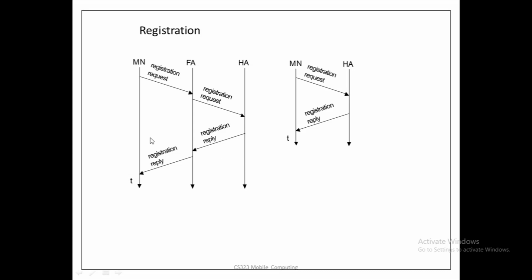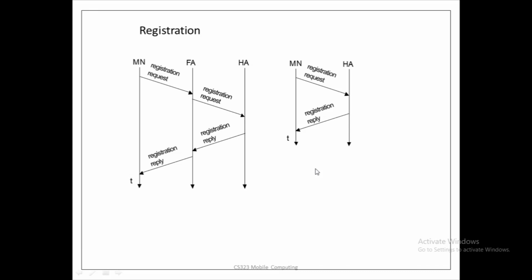So after setting up the mobility binding, the home agent HA sends a reply message back to the foreign agent FA, which forwards it to the MN. So this is one way for the registration, and another way is shown in the right side diagram.